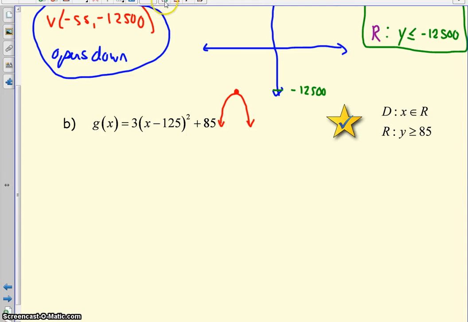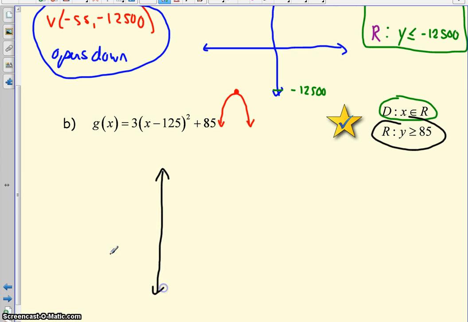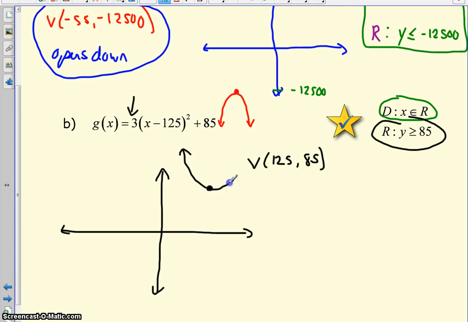Okay, so you should have gotten a domain answer of x is an element of the real numbers, because it is a parabola that continues on forever from left to right, and my range is that y is greater than or equal to 85. So again, just to see where I got this from, make a very, very rough Cartesian plane here. My vertex is at 125 along the x, 85 along the y. So that is somewhere up here in the top right quadrant. This particular parabola opens up because the a value is positive. So in terms of a general sketch, we look something like this.